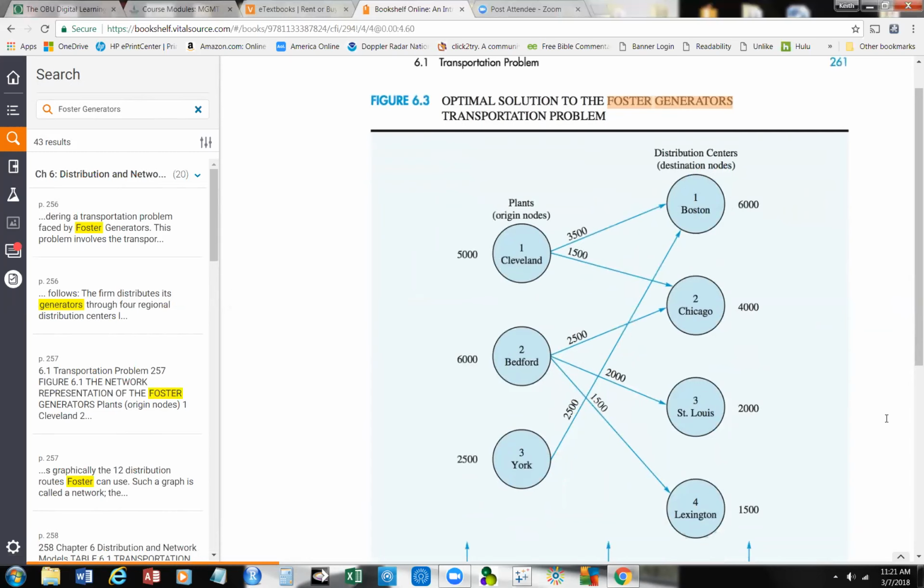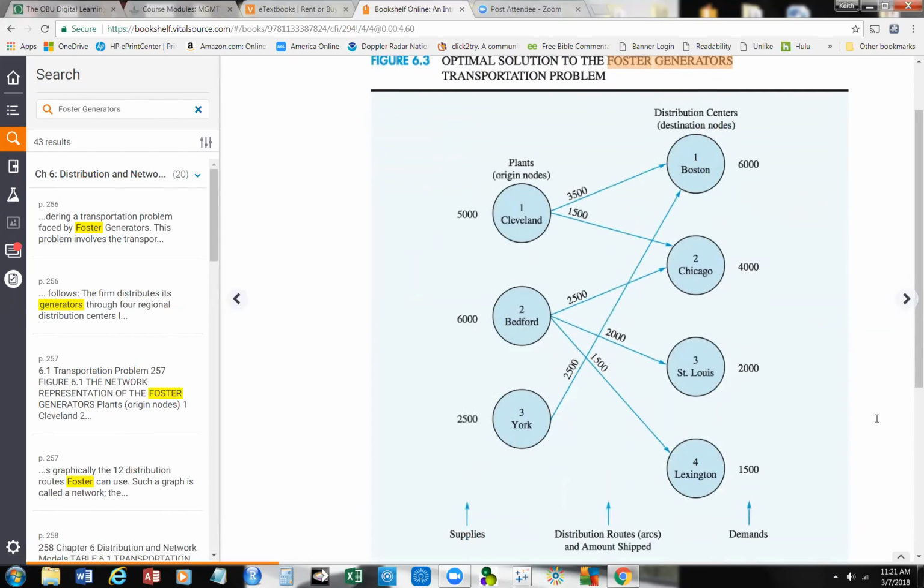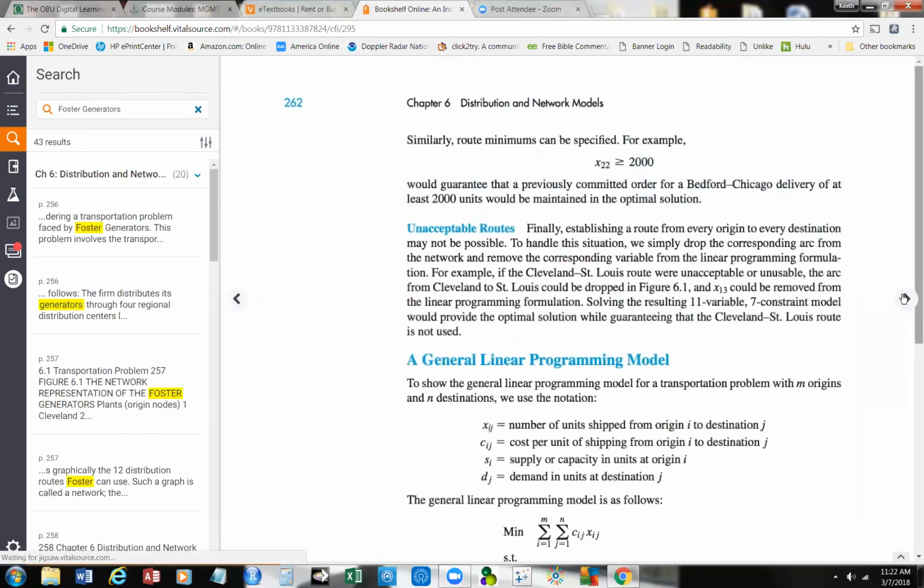Once we've run it through the Waring blender, or we've run it through the machine. I call it the Waring blender, because Solver just takes all kinds of data and chops it up, makes it pretty, and gives us some answer. So that's pretty much it as far as Foster Generators.